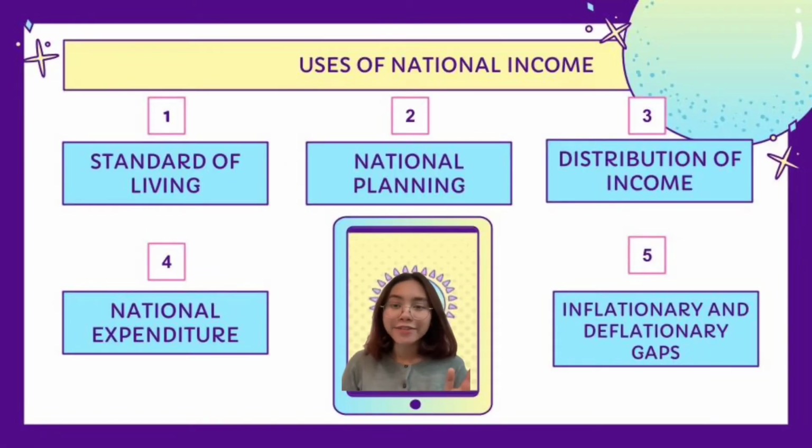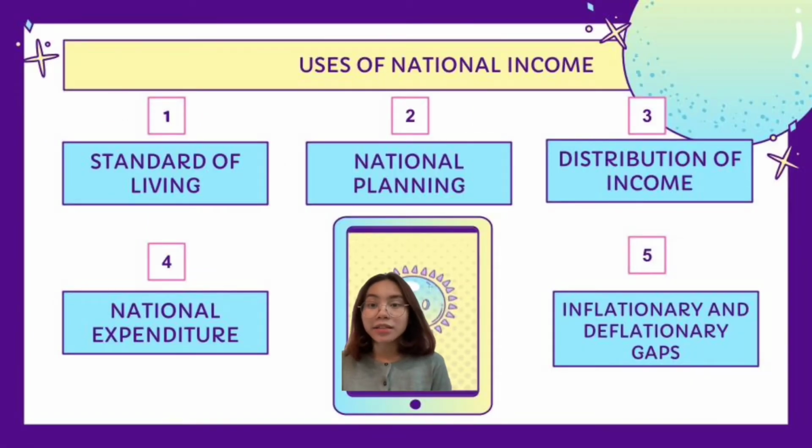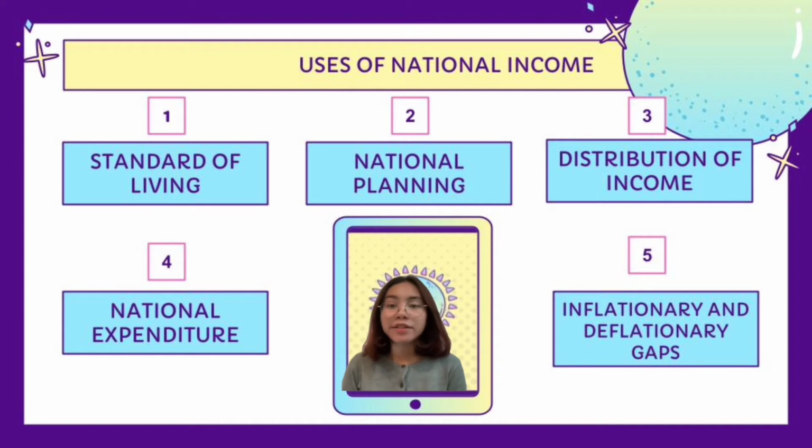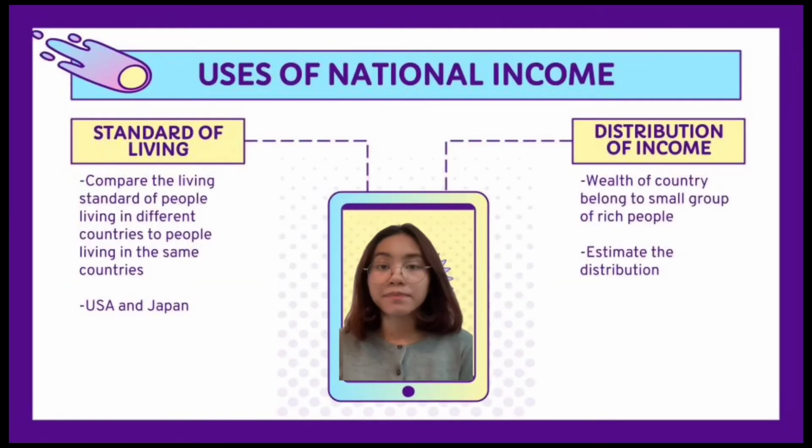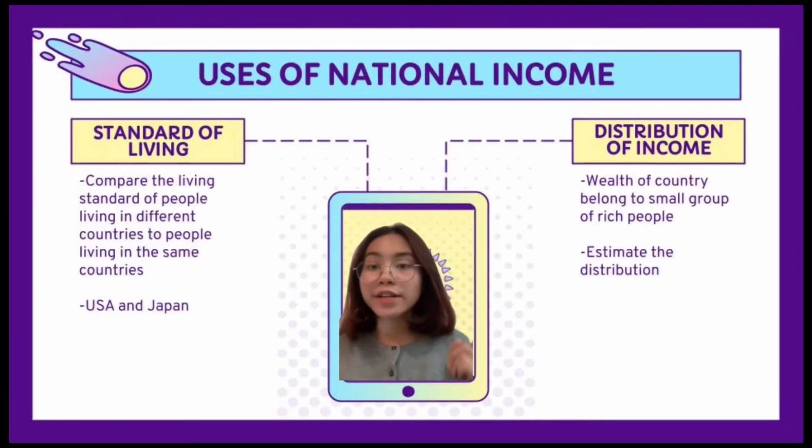There are 5 uses of national income. The first one is standard of living comparison. The next one is distribution of income. The third one is national planning. The fourth one is national expenditure, and lastly is inflationary and deflationary gaps. So, I'm going to explain the first use of national income.